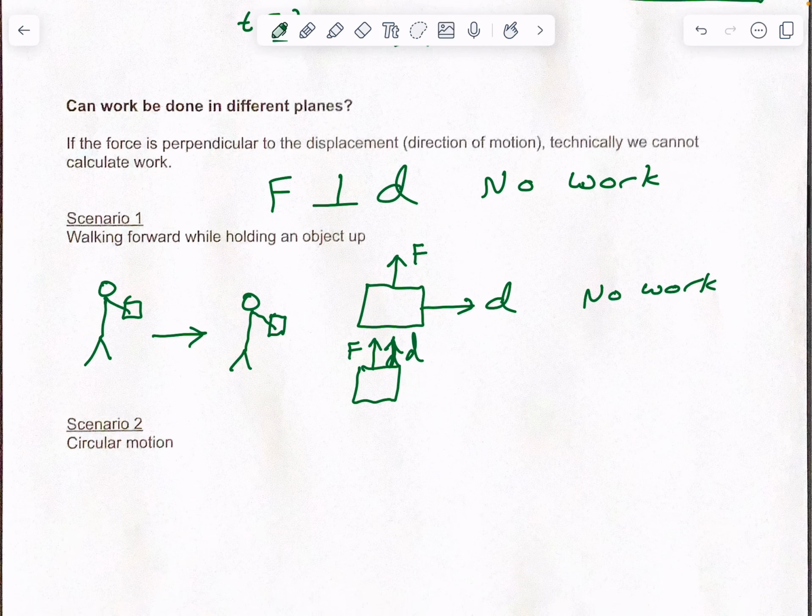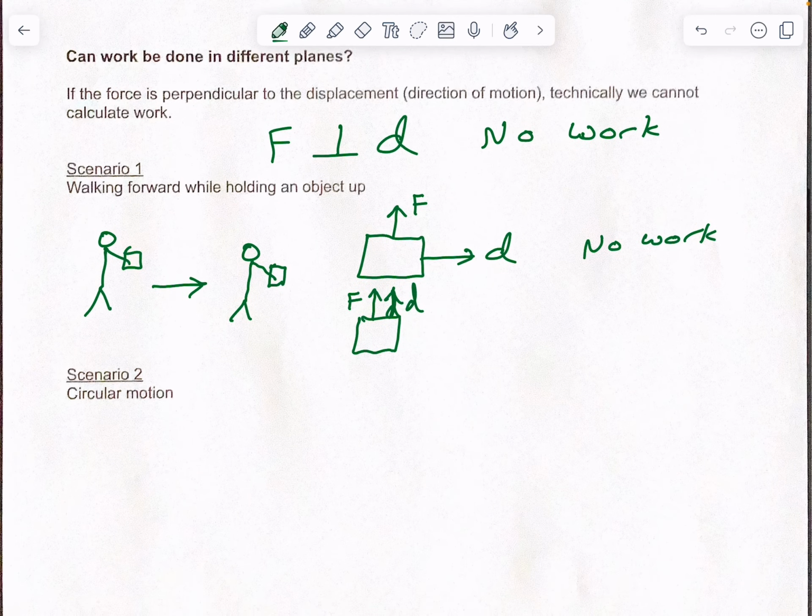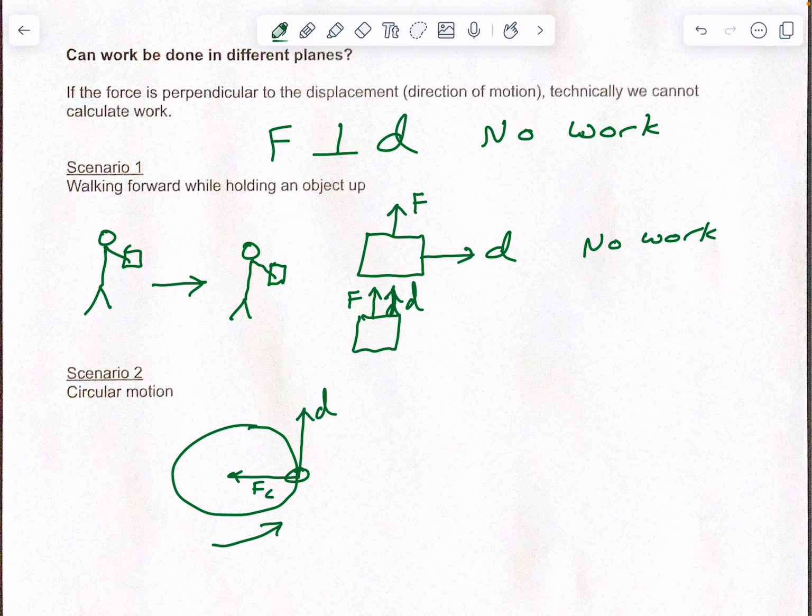Scenario 2 is circular motion. We're going to draw our circle. We're going to say we're spinning an object around. So force and distance. Remember from circular motion, your centripetal force is always towards the center, and your distance or velocity is going to be tangent to the circle. So there's your distance or displacement. F and D are not in the same plane, they're perpendicular. So force is perpendicular to distance, therefore there's no work being done in circular motion.